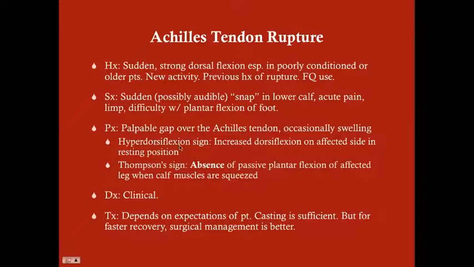So the hyperdorsiflexion sign and Thompson sign are two physical exam signs that point you towards Achilles tendon rupture. But probably the most salient feature is going to be the palpable gap over the Achilles tendon and occasional swelling, as well as the history and the symptomatology, which are very common and very obvious too. The diagnosis for Achilles tendon rupture is clinical. So for the USMLE, it's a clinical diagnosis. However, some clinicians like to use an ultrasound to see exactly where the rupture is, but you don't need to do that for the USMLE.